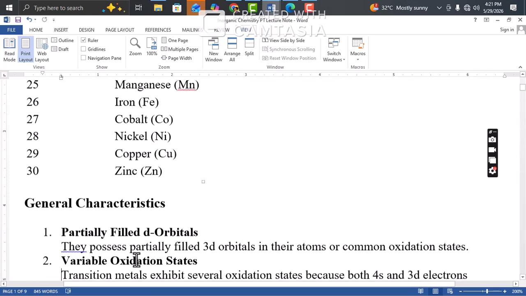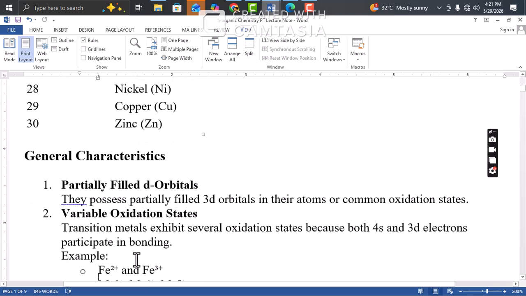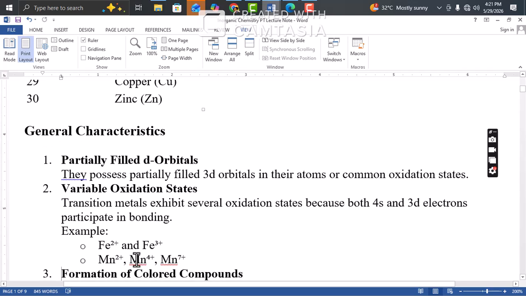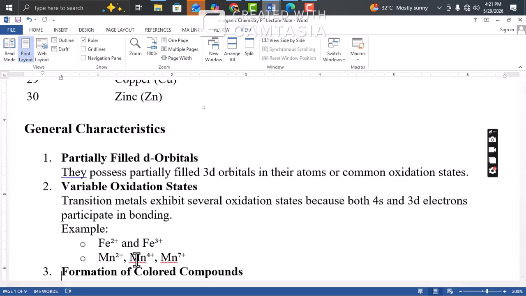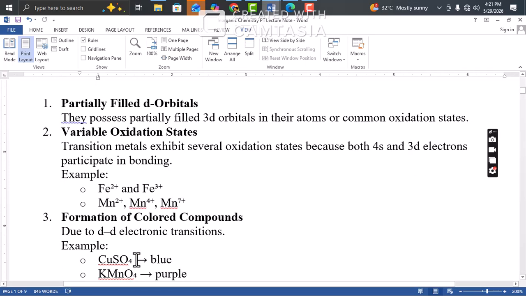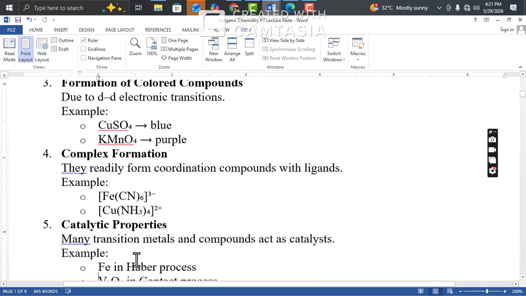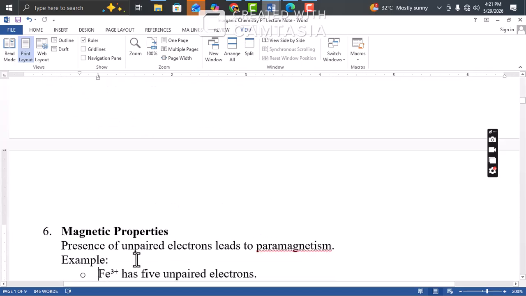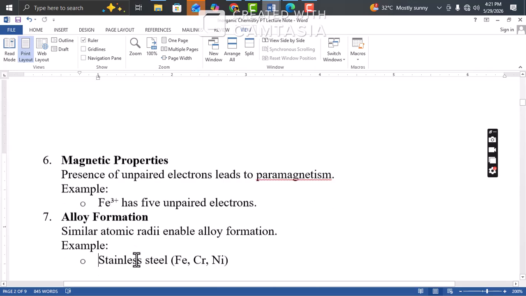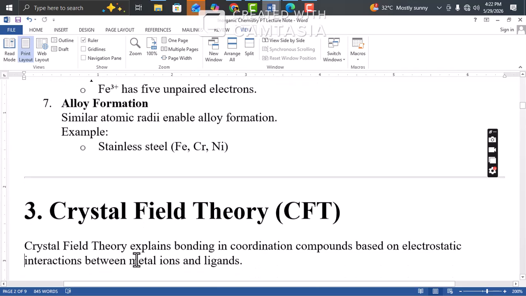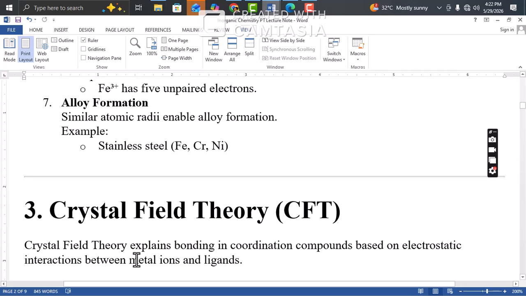Now to the characteristics. You need to know all of this. So what are the general characteristics? 1. Partially filled d orbitals. 2. Variable oxidation states. 3. Formation of colored compounds. 4. Complex formation. 5. Catalytic properties. 6. Magnetic properties. 7. Alloy formation. And that is it for the characteristics of transition elements.